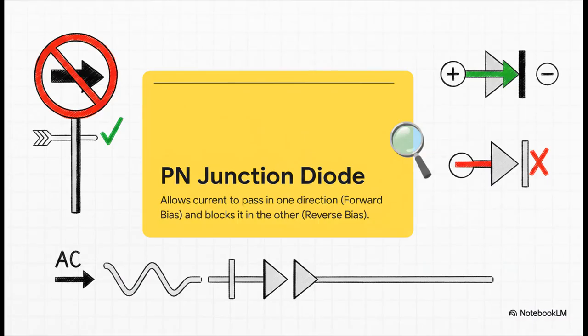So what is a diode? The easiest way to think about it is like a one-way street, or maybe an electronic bouncer at a club. It has one very simple, very strict rule. Electricity is allowed to flow through it in one direction. We call that forward bias, but if it tries to flow the opposite way, nope, the door is shut. That's reverse bias. It's an electrical gatekeeper, plain and simple.